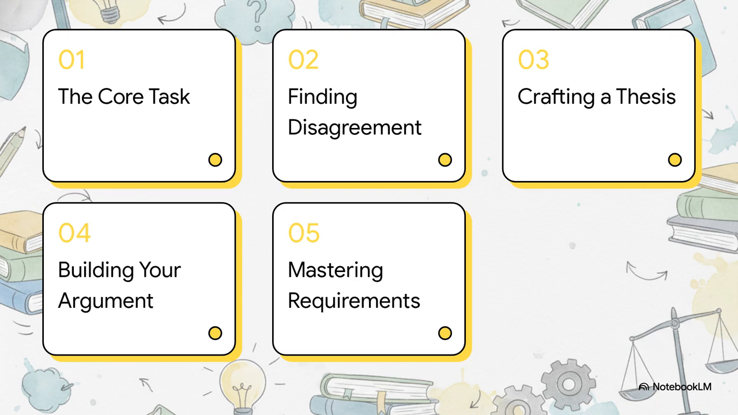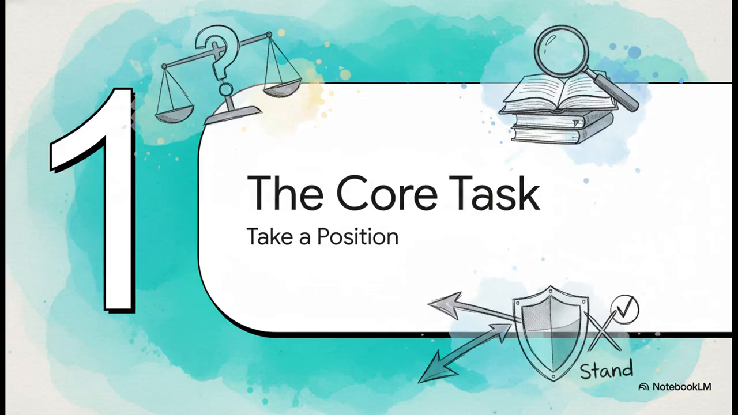Here's our game plan. We're going to cover the main task, which is taking a position. Then we'll get into how to find your specific point of disagreement, how to craft a killer thesis, build your argument, and finally, make sure you've got all the requirements locked down. Let's jump in. Okay, first up, and this is probably the most important thing to get right, is understanding what this assignment is really asking you to do.